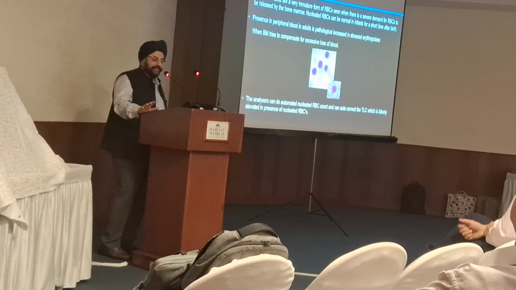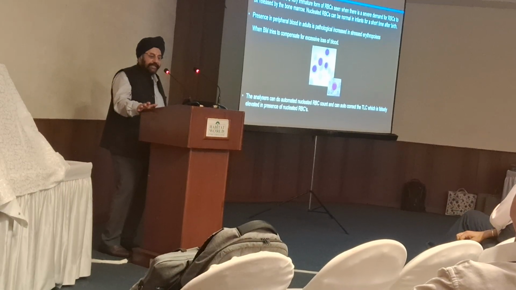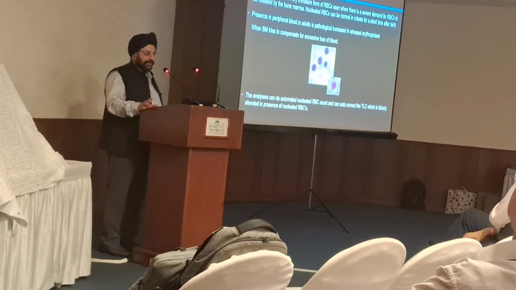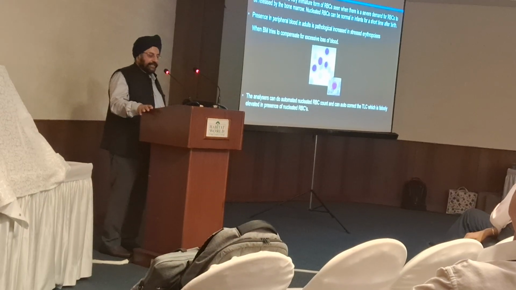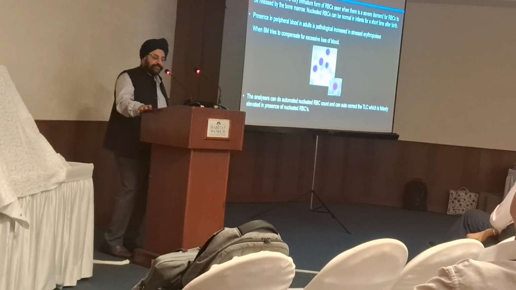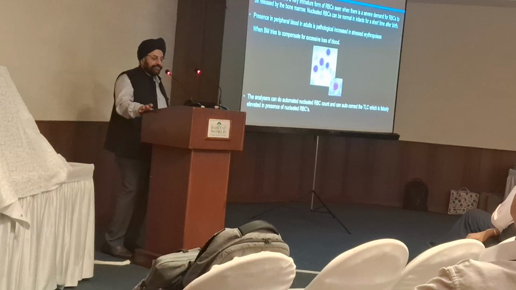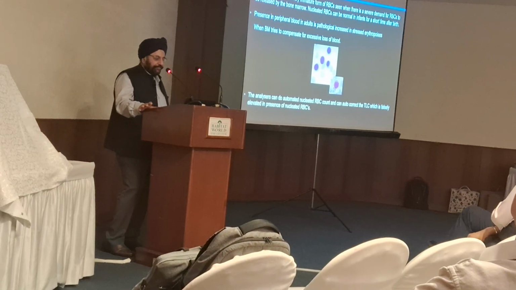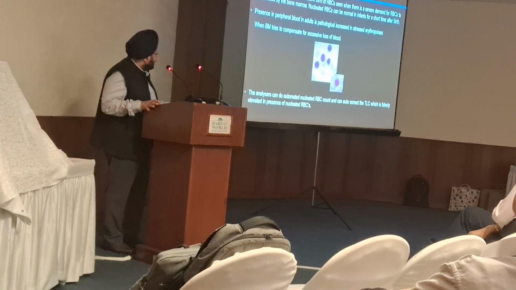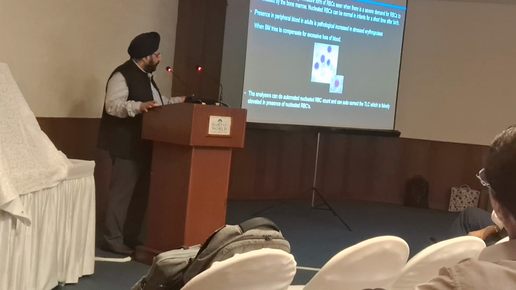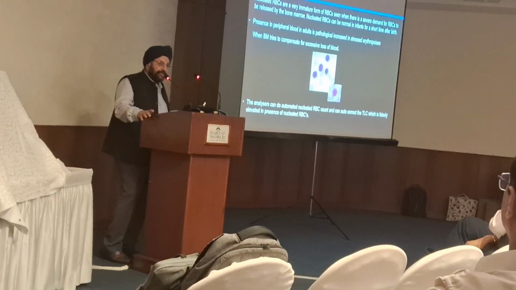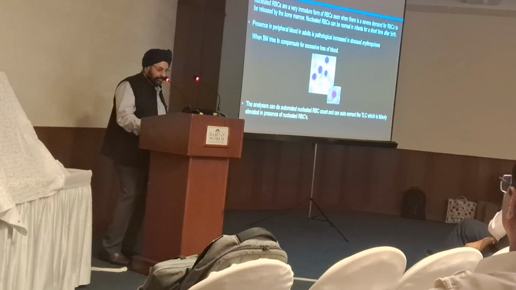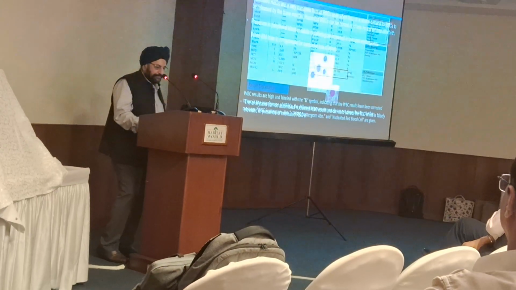We know that they are the very immature form of RBCs and are present in infants for a short time after birth. But in adult patients, they are basically showing stress erythropoiesis, when bone marrow is trying to compensate for excessive loss of blood. So now these analyzers can not only calculate automated nucleated RBCs, they can also auto-correct your TLC. They will reduce them from your TLC and give you the correct TLC values.